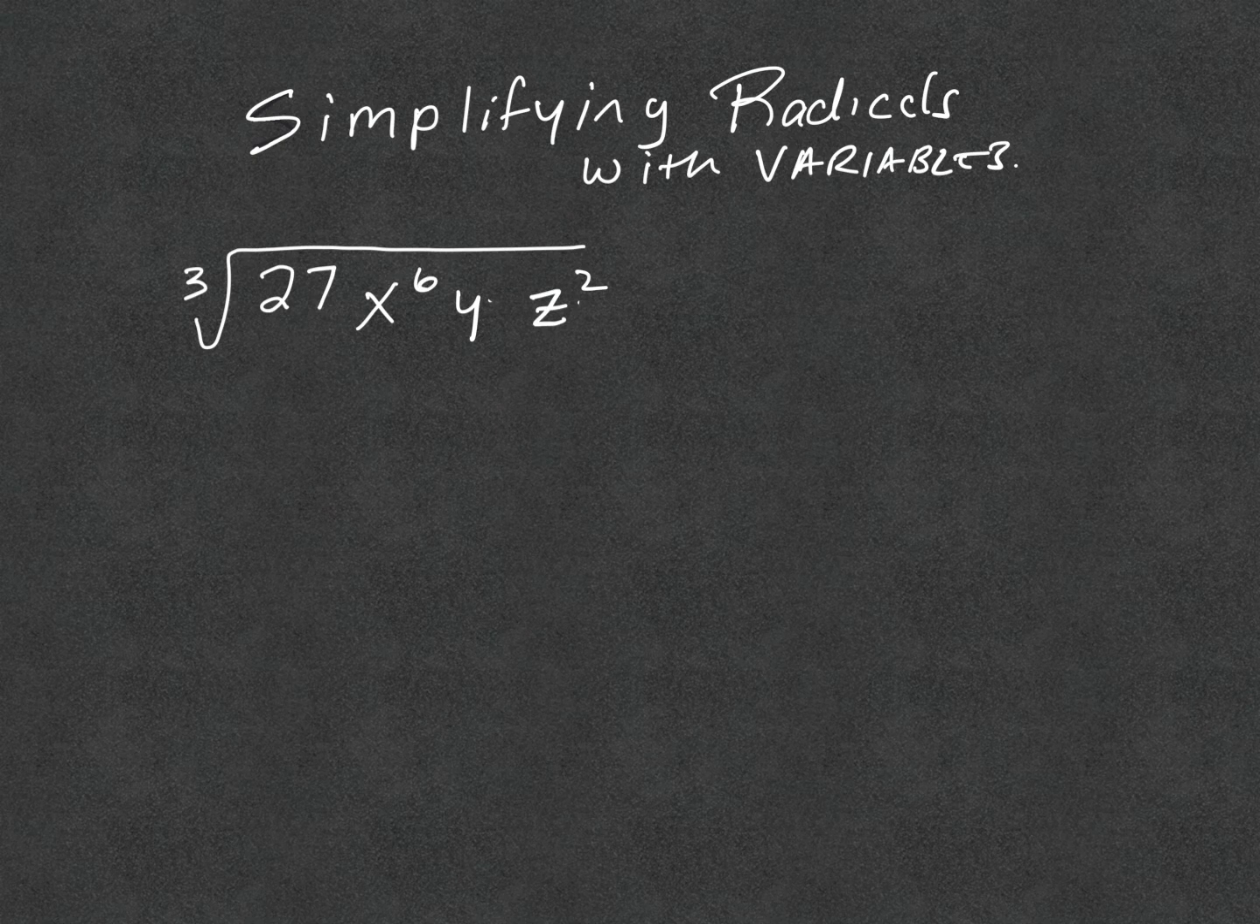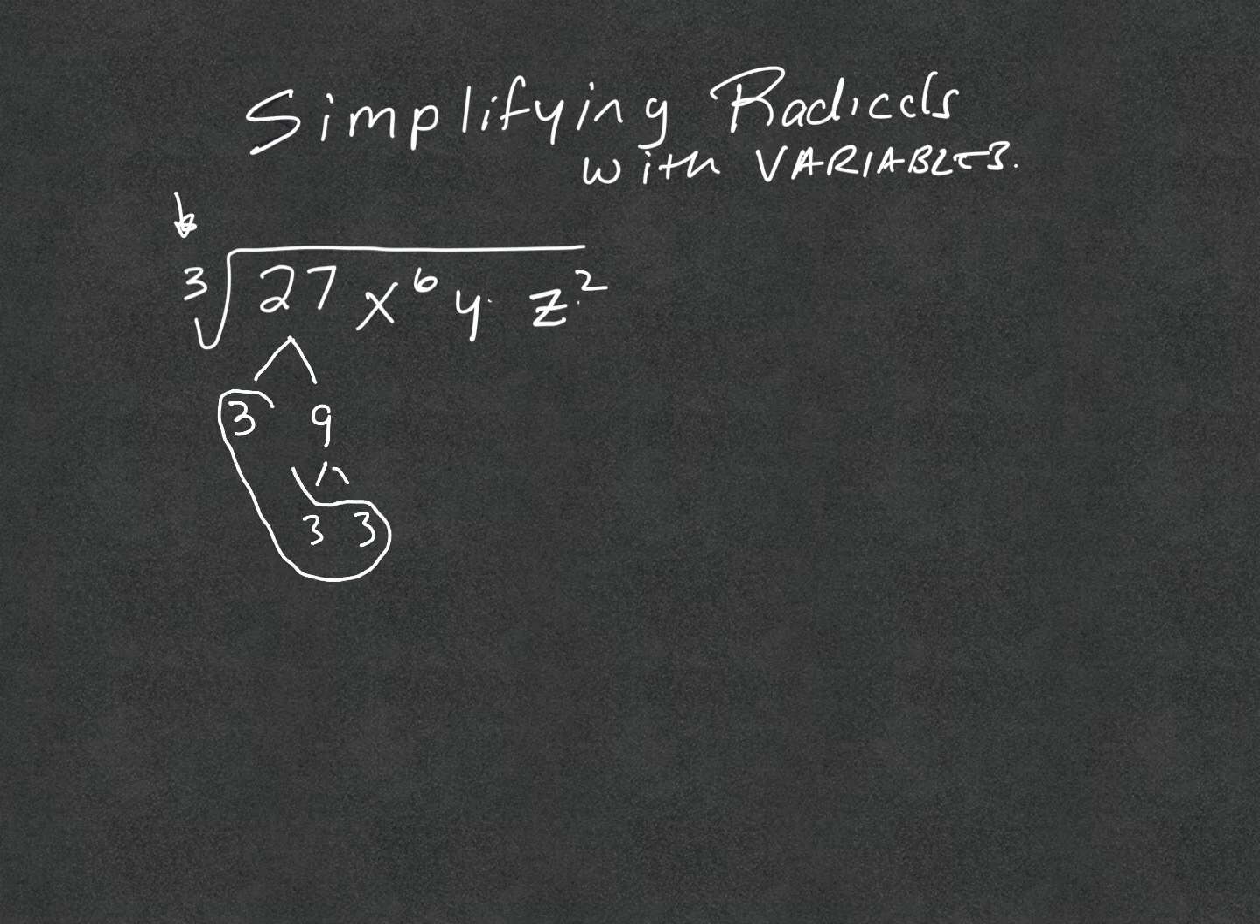Okay, so what we're going to do here is simplify radicals with variables. We have the cube root of 27 x to the 6 times y times z squared. What you want to do is give me the prime factors of 27, which is 3 times 9. And we know that the factors of 9 is 3 times 3. And when we're trying to find the cube root, we're actually looking for a group of 3. And we notice that we have a group of 3. So the cube root of 3 to the power 3 is just going to be 3.